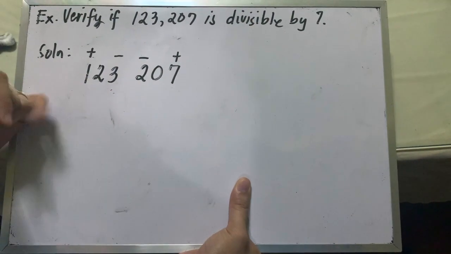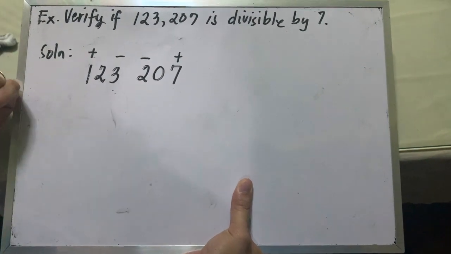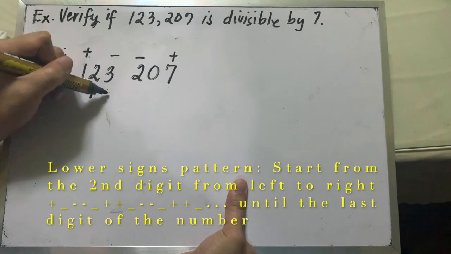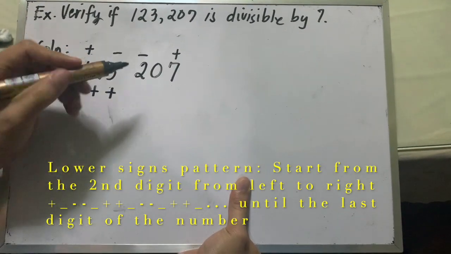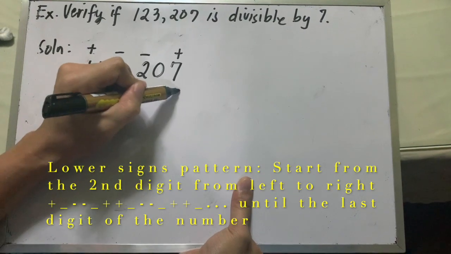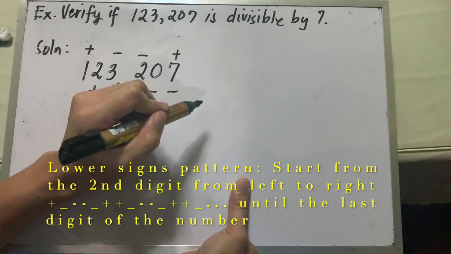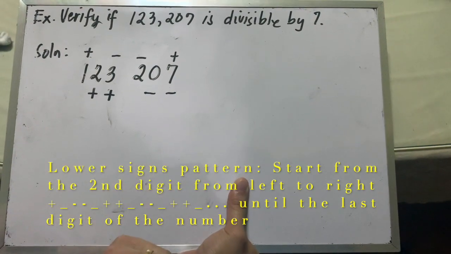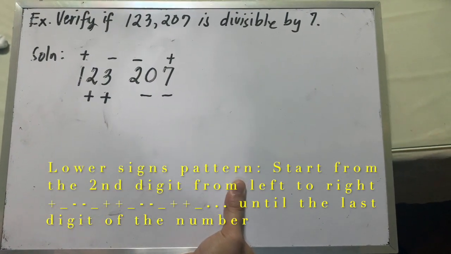Below those digits, we need to put positive and negative signs as well. So we put positive, positive, and skip. We put negative, negative, and skip, and positive, positive, and skip, and so on and so forth, until the last digit of the given number.